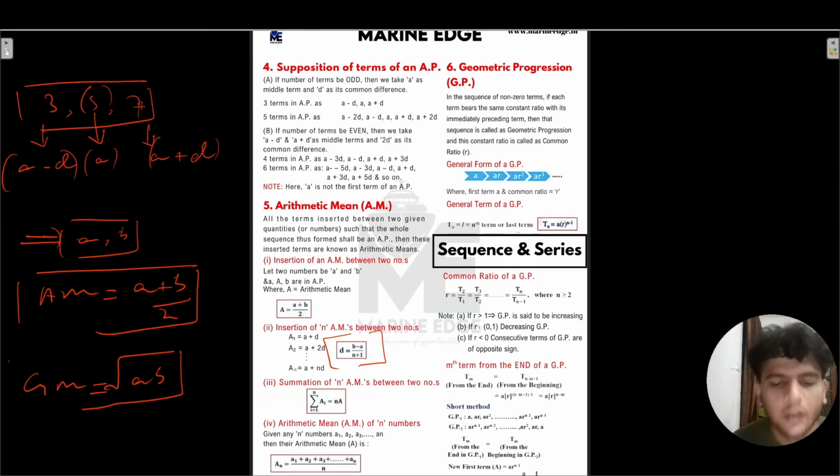The summation of n arithmetic means between two numbers works the same way. Once you have found the AP, if you know the first term and d, you can find out the sum, which is given as something like this.